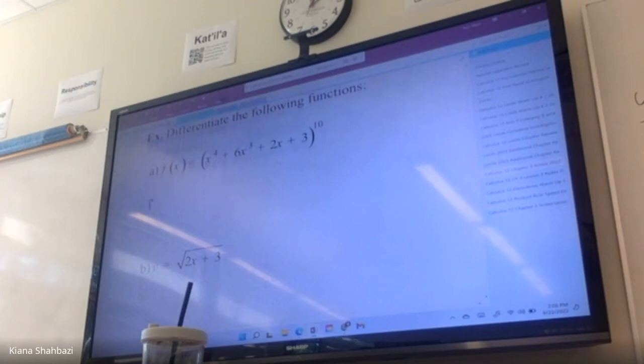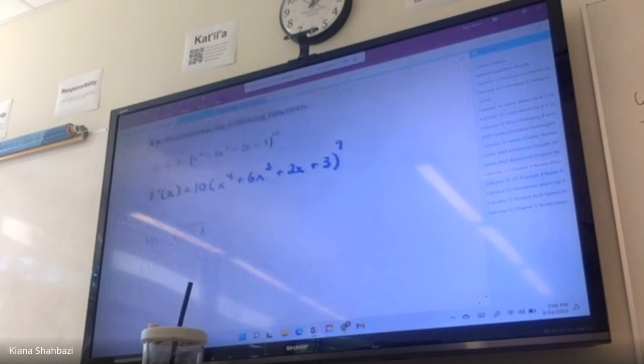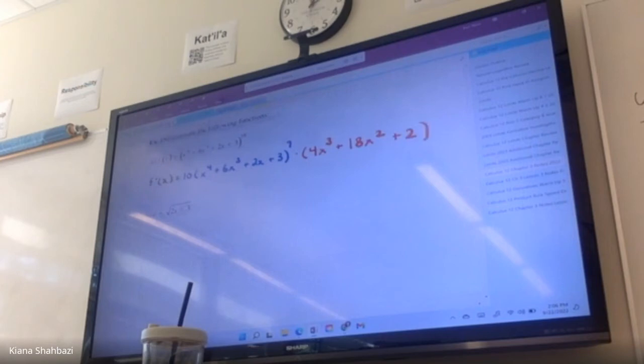What's f prime of x? These ones we should be able to do super fast now. 10 times bracket what? X to the 4 plus 6x cubed plus 2x plus 3 to the power of 9. Yep. And then that'll be times 4x cubed plus 18x squared plus 2. Right. So Darcy, stuff like this is still like level 2, right?